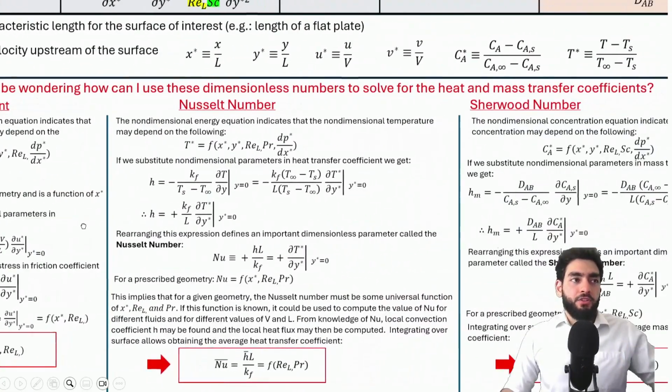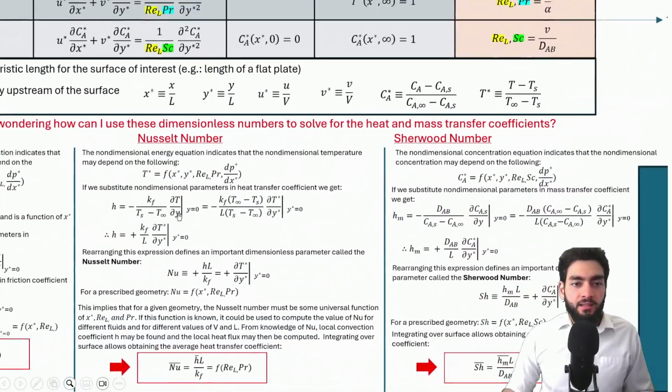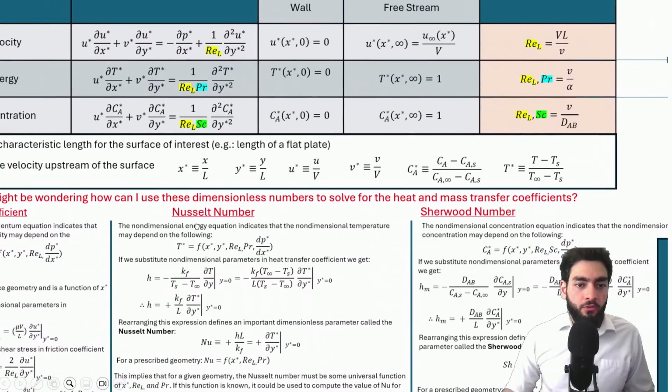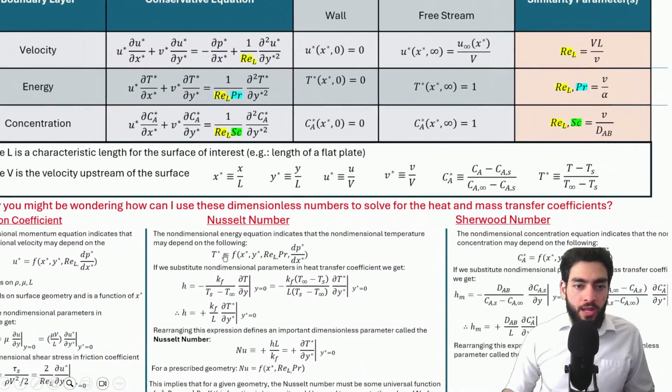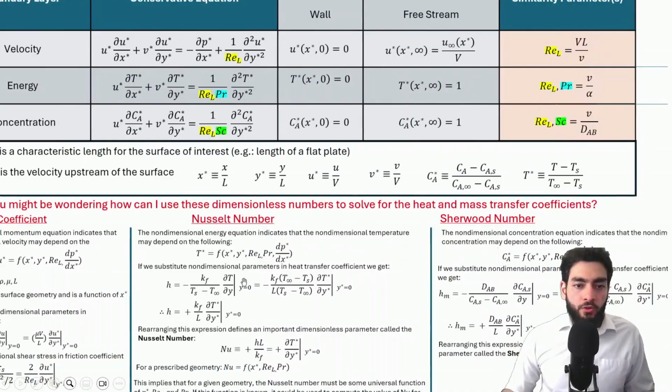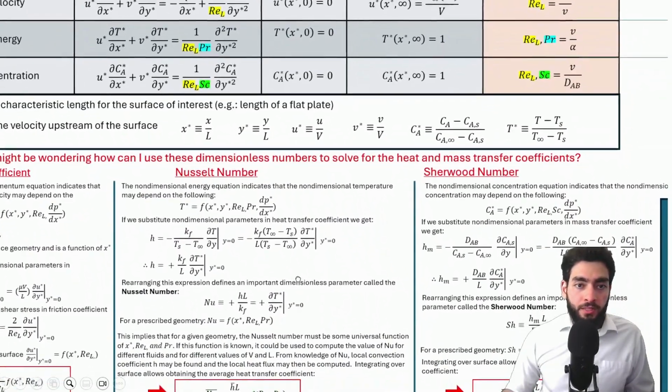Now, leave the friction coefficient aside. Let's look at the Nusselt number. We know that the non-dimensional energy equation indicates that the non-dimensional temperature may depend on the following variables. If you look at the non-dimensional temperature, we know that it changes in the x direction and in the y direction. It may be dependent on Reynolds number, and Prandtl number as well, and a pressure drop that it may also be dependent on.